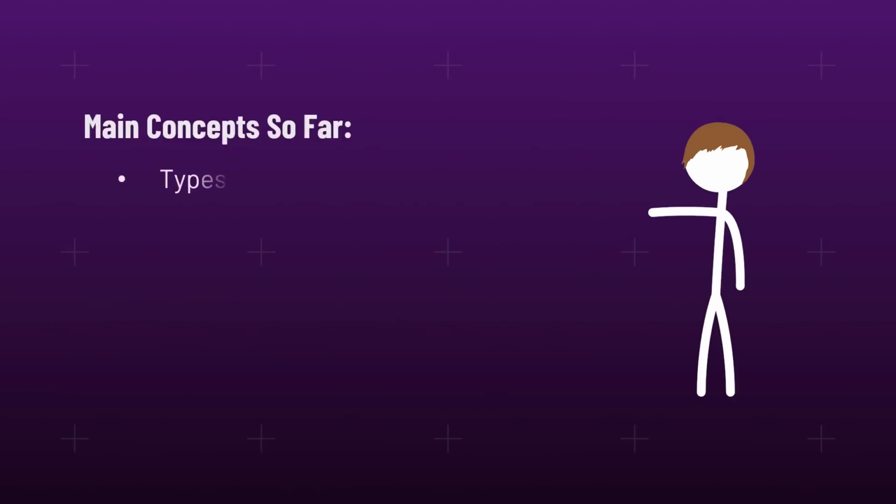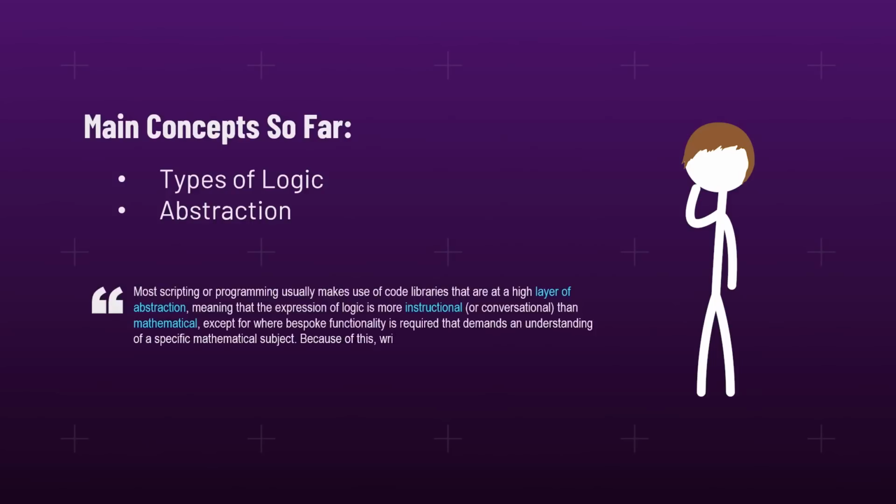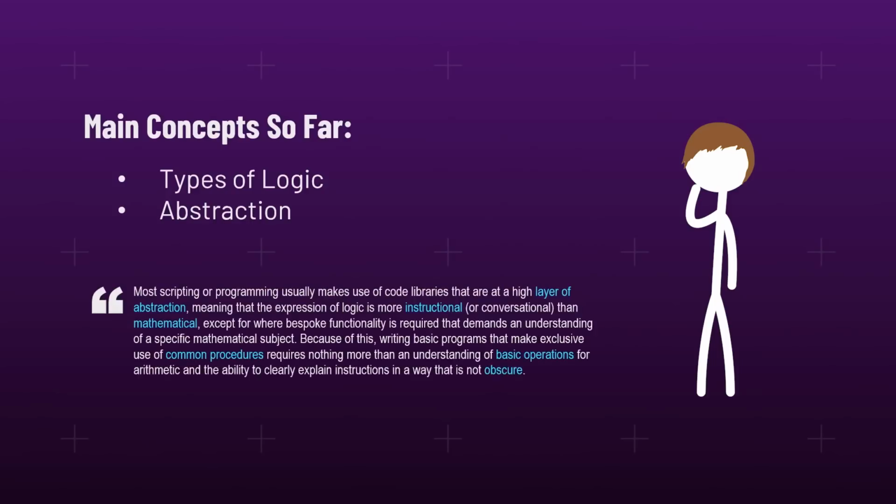So far, we've talked about the different types of logic and abstraction. These are both important concepts to understand, but just to add to our original argument about why being good at maths is not an absolute requirement for programming, we can say the following. Most scripting or programming usually makes use of code libraries that are at a high layer of abstraction, meaning that the expression of logic is more instructional or conversational than mathematical, except for where bespoke functionality is required that demands an understanding of a specific mathematical subject.